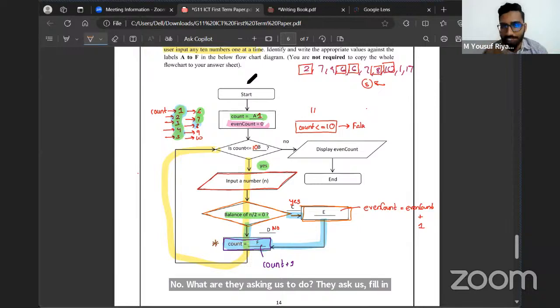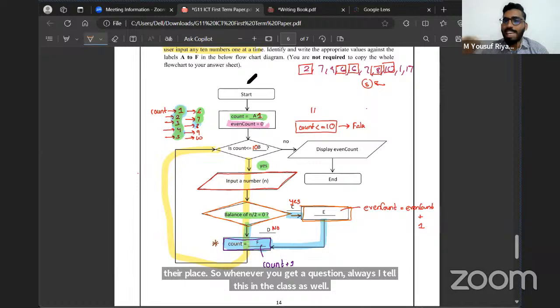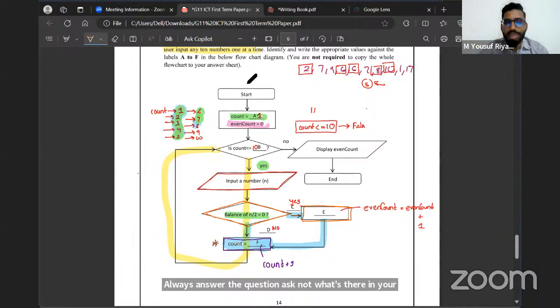So whenever you get a question, always, I tell this in the class as well, always answer what the question asks, not what's there in your head. So if the question asks to fill in the blanks, you just fill in the blanks. Simple.